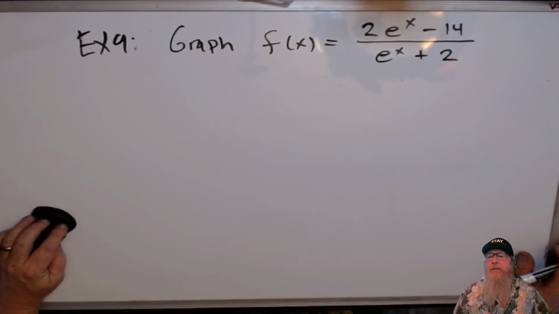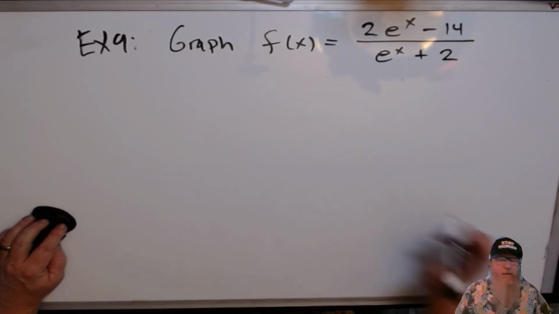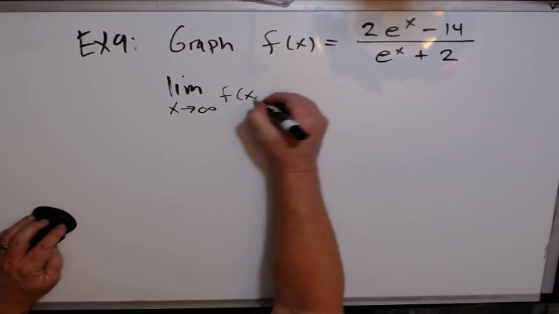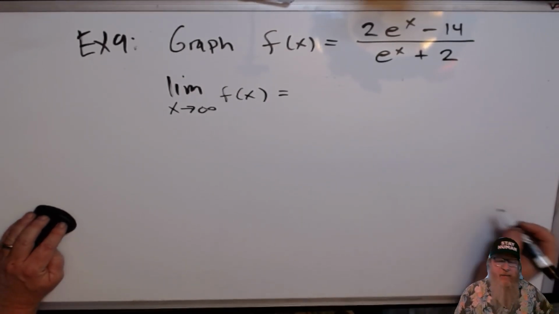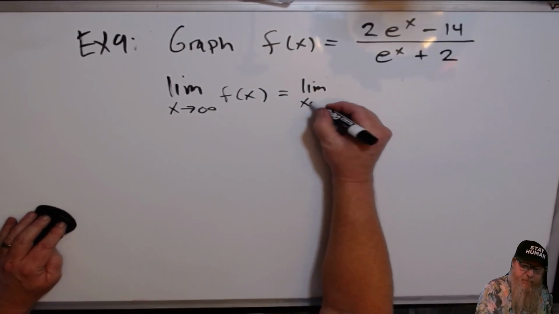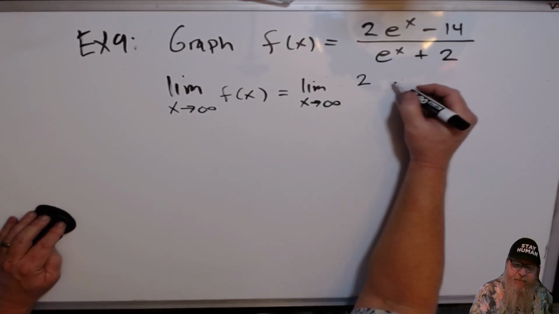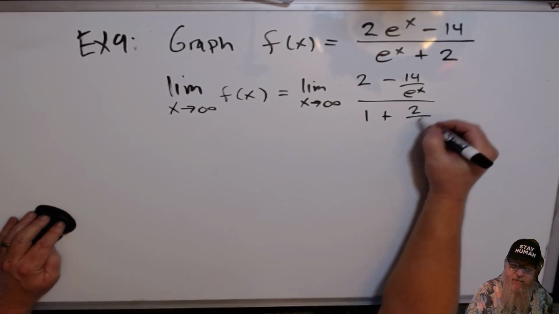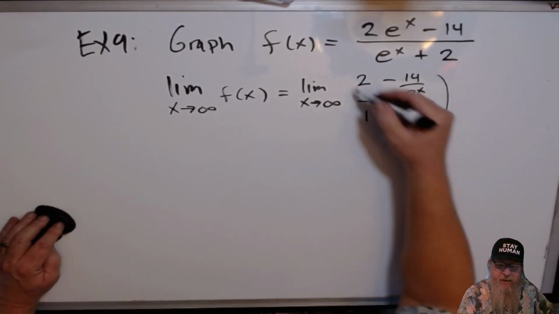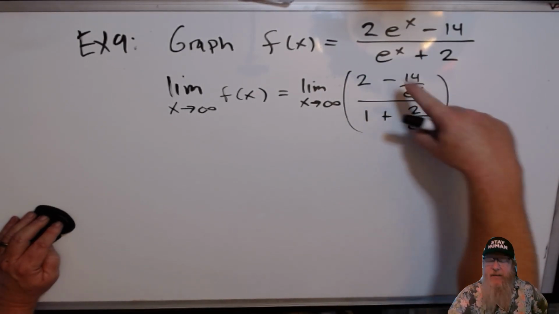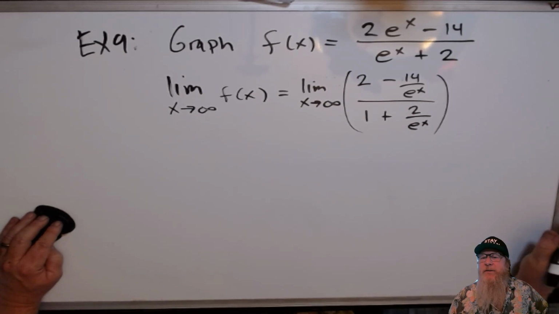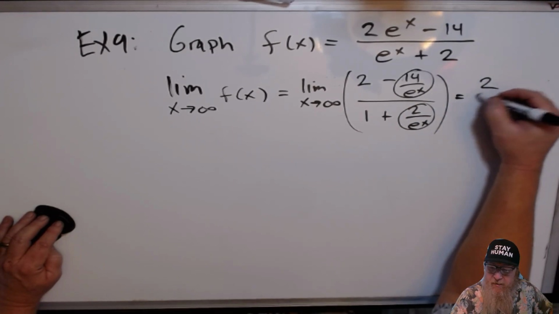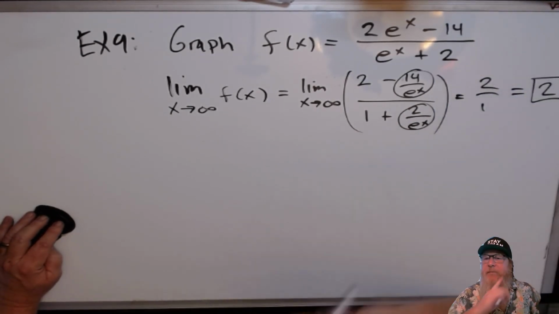All right. So let's go ahead and graph this. The limit as x goes to infinity is going to be the limit, and divide everybody. See how quick you can do that when you get the technique down? It's especially easy when the exponents are just e^x. This is going to go to 0. This is going to go to 0. And so that's going to go to 2. Positive 2.